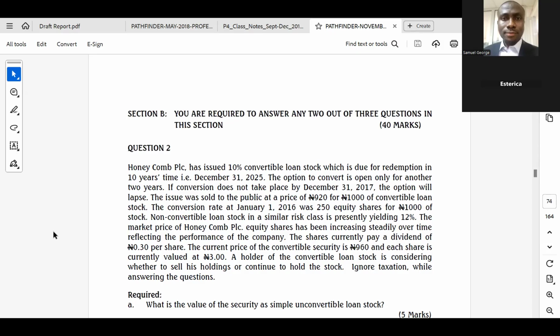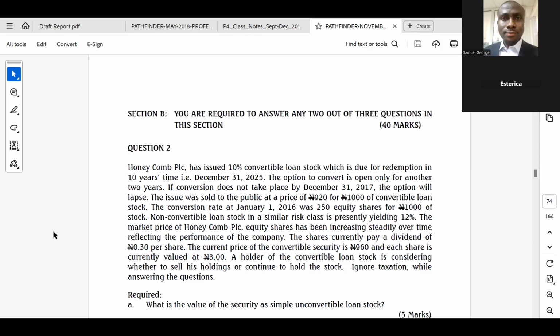The current price of the convertible security is 960. Now, that is the current market price of the convertible security. And each share is currently valued at 3 naira. That is the current price of the share. The holder of the convertible loan stock is considering whether to sell his holding or continue to hold the stock. Ignore taxation while answering the question.